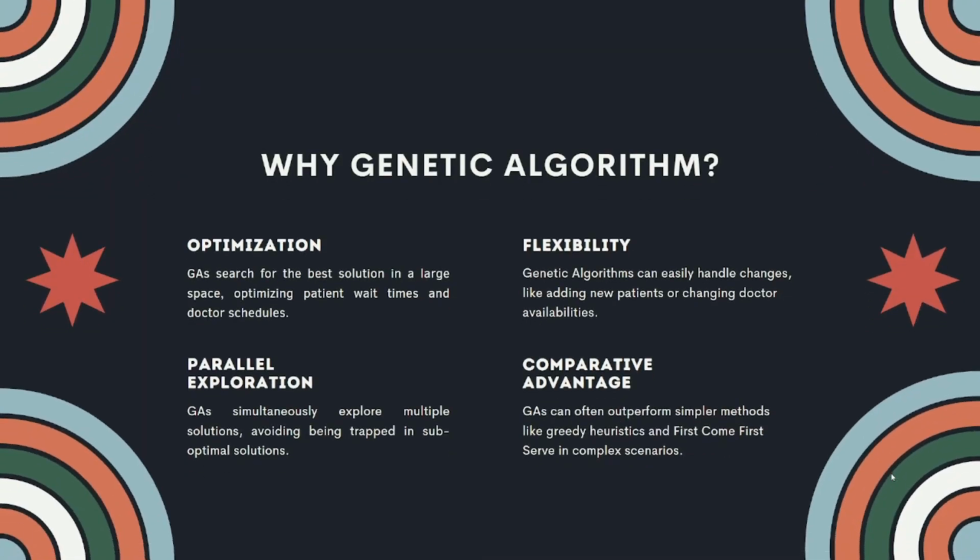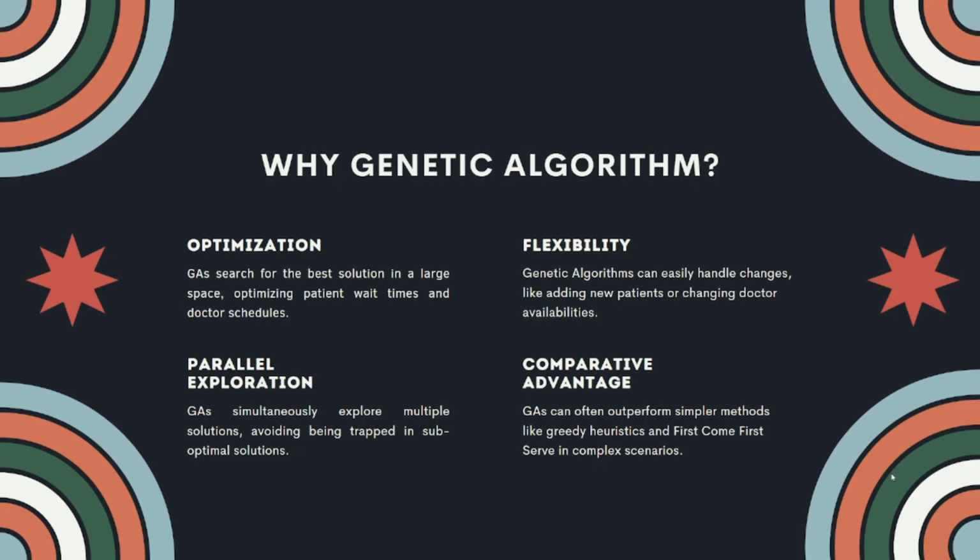Now, what are the advantages of the genetic algorithm and why have we specifically used it? It's mainly due to four reasons: optimization, flexibility, parallel exploration, and comparative advantage. Comparative advantage, because it outperforms some simpler methods like FCFS and 3D heuristics. Optimization: it has a vast search space which optimizes patient wait times and doctor schedules. It's highly flexible, so we can add new patients or change doctor availabilities. Parallel exploration, because it can simultaneously explore multiple solutions.